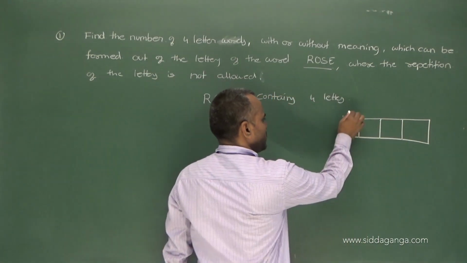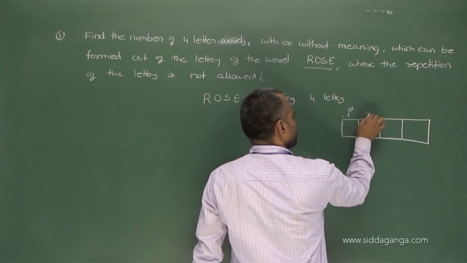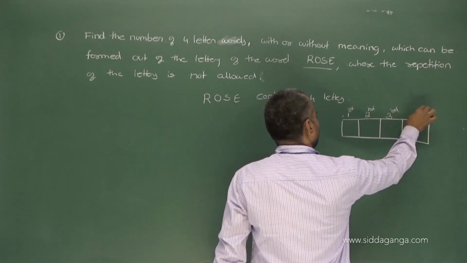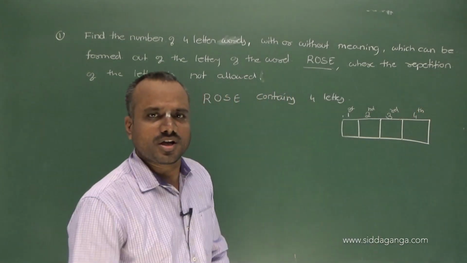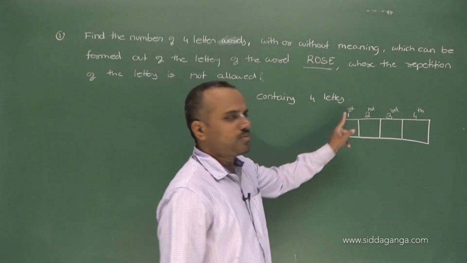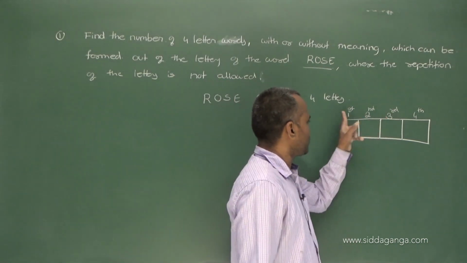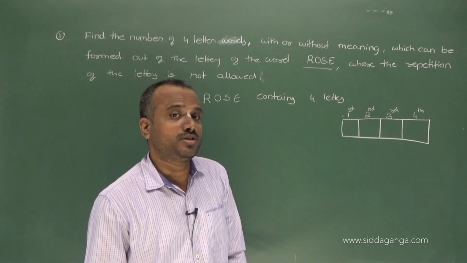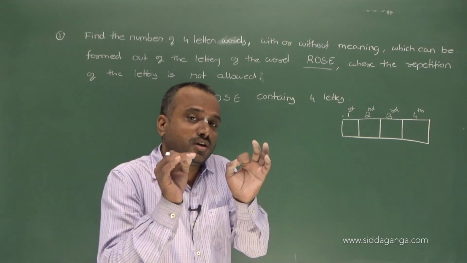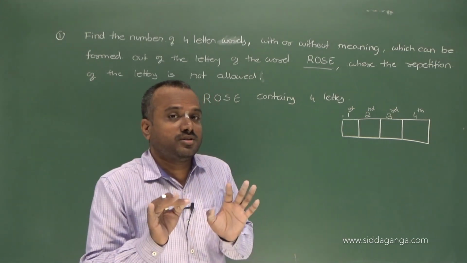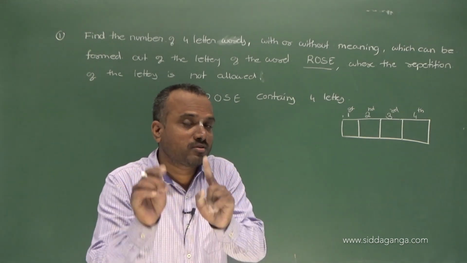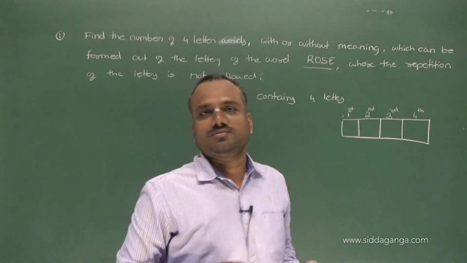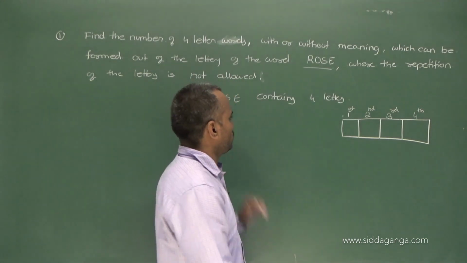This is the first place, second place, third place, fourth place. All these are events. Second depends upon first, third depends upon second and first, fourth depends upon third, second and first. So all the events are dependent on each other. So to find the total number, we apply the fundamental principle of counting, correct? Or else the multiplication rule.